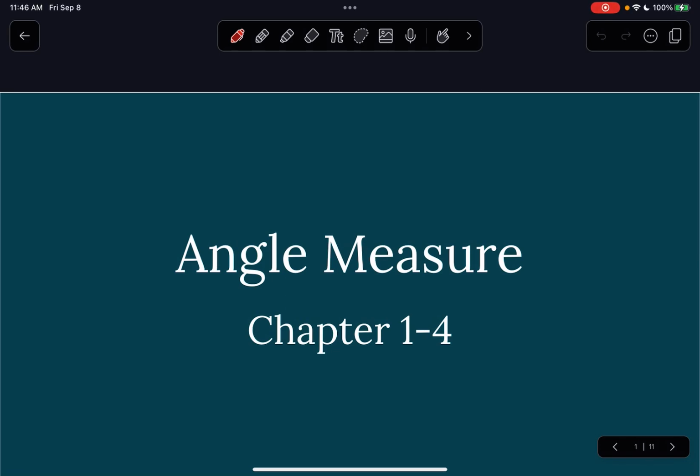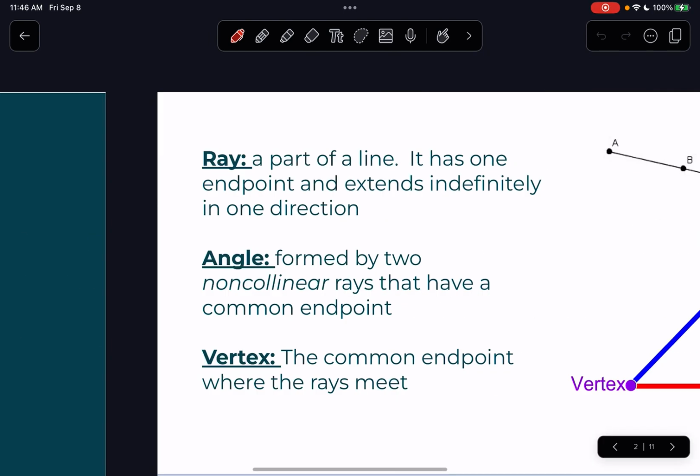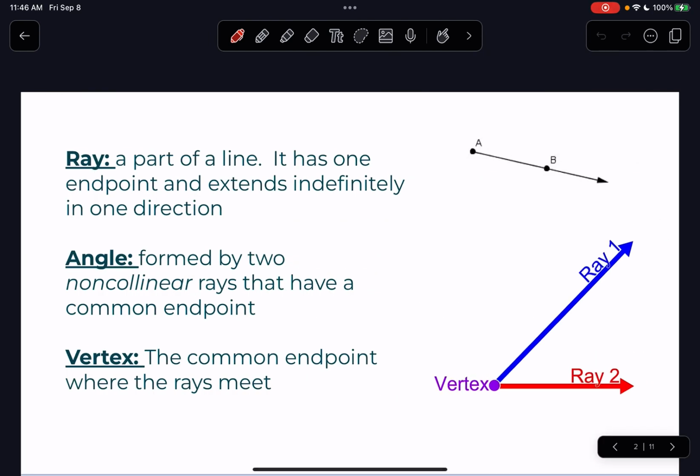All right, today we are going to be talking about angle measure. So there are a couple terms that we need to know before we talk about angle measures. The first is a ray.